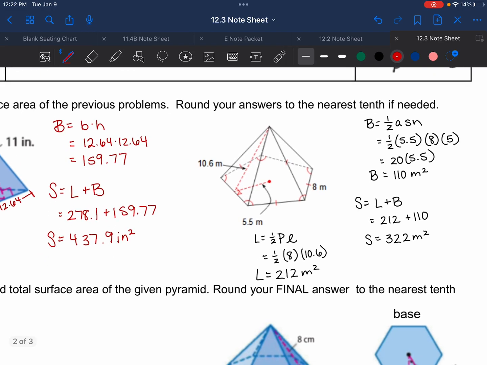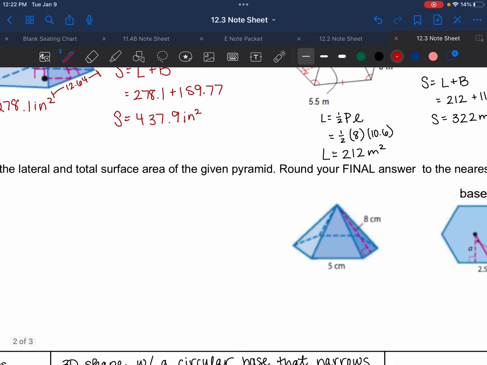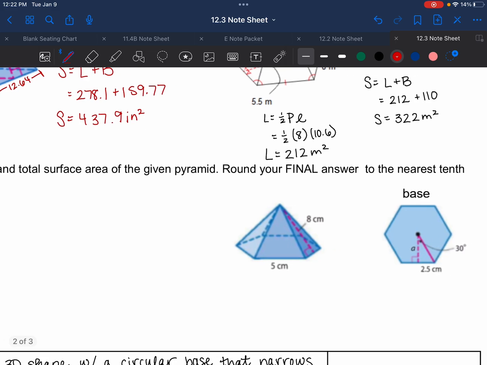All right, find the lateral and total surface area of the given pyramid. Round your final answer to the nearest tenth. All right, so we need to find lateral area, and then we also need to find the base to find the surface area. So our lateral area is 1/2 times the perimeter times the slant height.